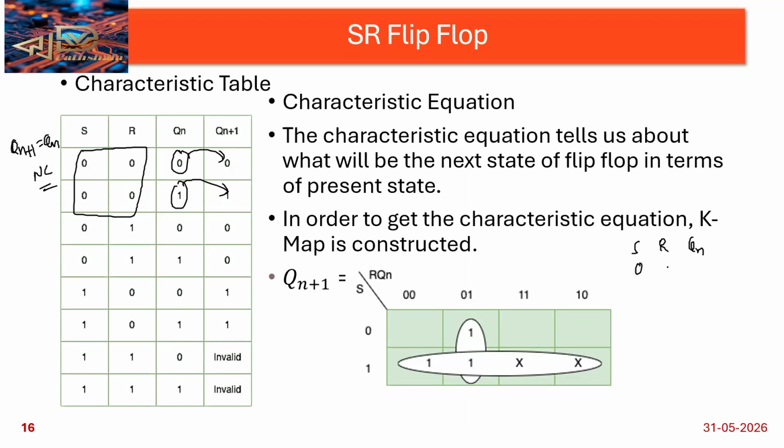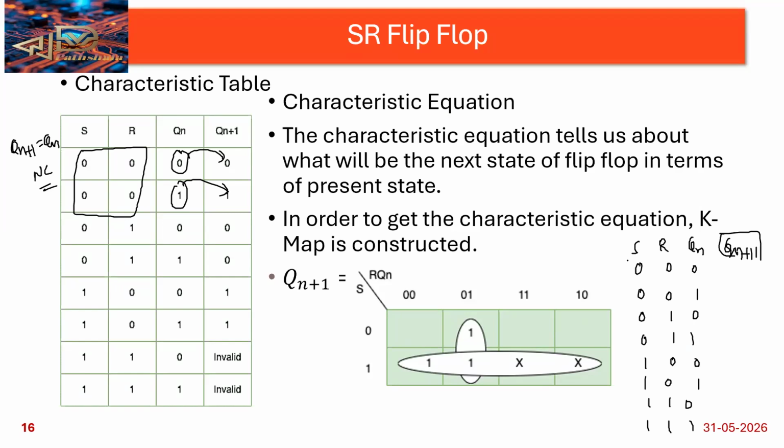So three inputs I'm considering, then 8 combinations we will write, right? 0 0 0, 0 0 1, 0 1 0, 0 1 1, 1 0 0, 1 0 1, 1 1 0, and 1 1 1. Based on this, I am defining the Qn plus 1 next state output. How am I defining that?